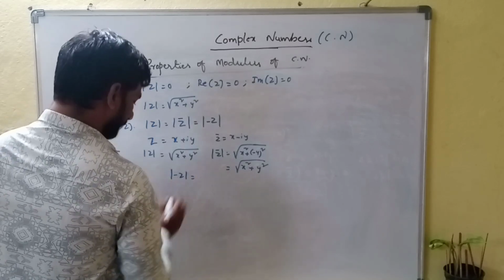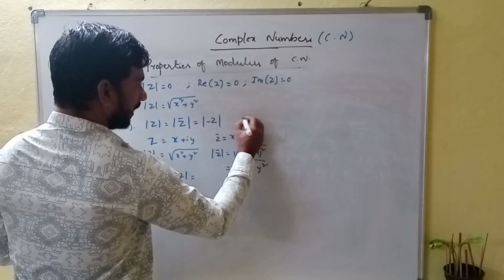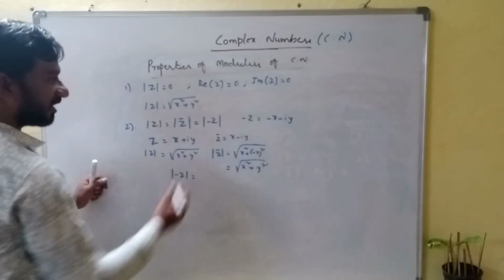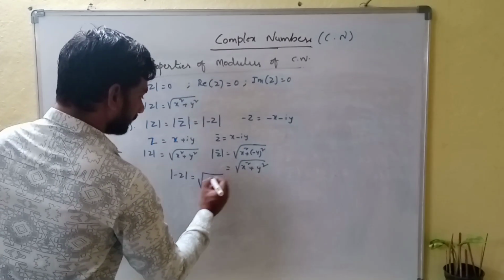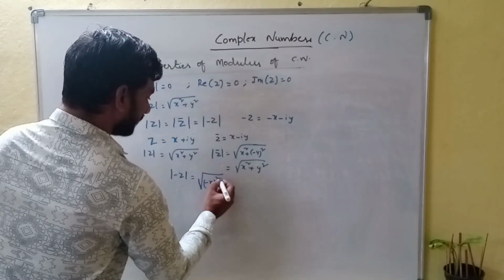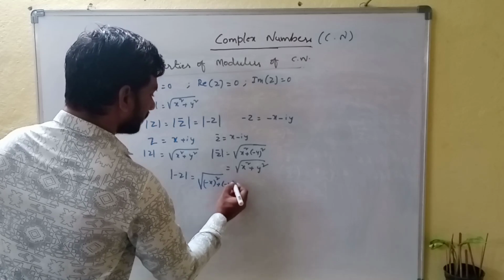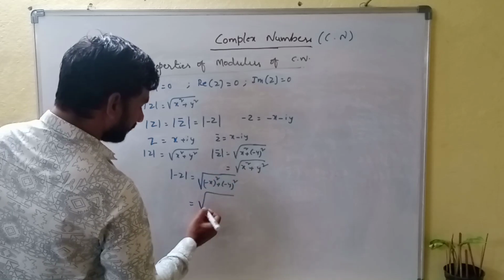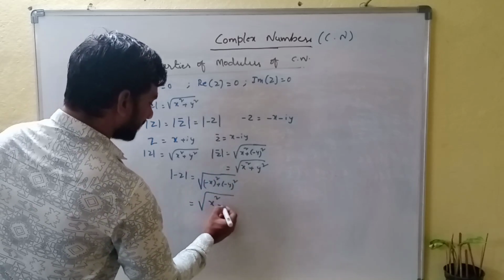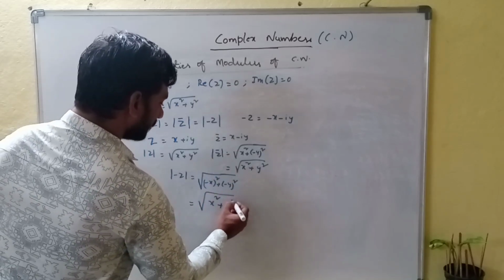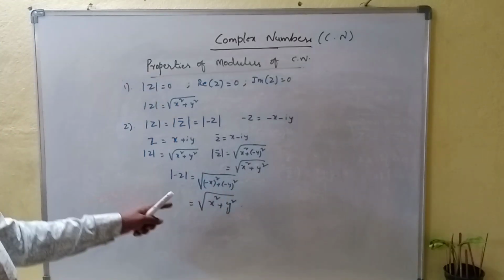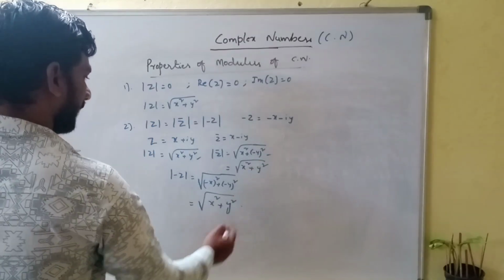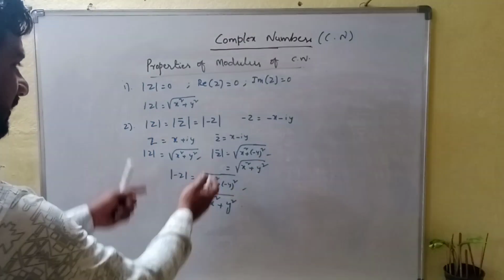Mod of minus z will be, let's take first minus z, it will become minus x minus iy. So now mod of minus z will be under root minus x whole square plus minus y whole square. So this will become under root x square plus y square. So from this we can conclude that mod z is equal to mod of z bar and mod of minus z. So all these three values are equal, right?